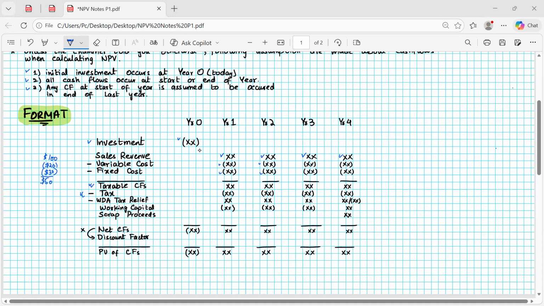Okay. So this is the format for the NPV. In year zero, you can see the investment.